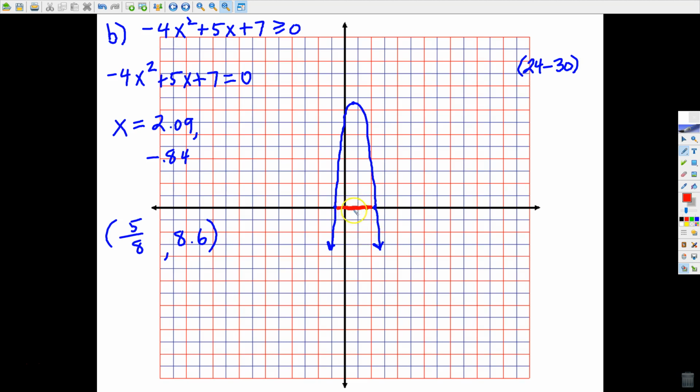And putting that in inequality form, I'm going to do a between statement. It's all of the x's between negative 0.84 and 2.09. And I'm going to say or equal to because that's what the original inequality said. Okay, so far, so good? Any questions?